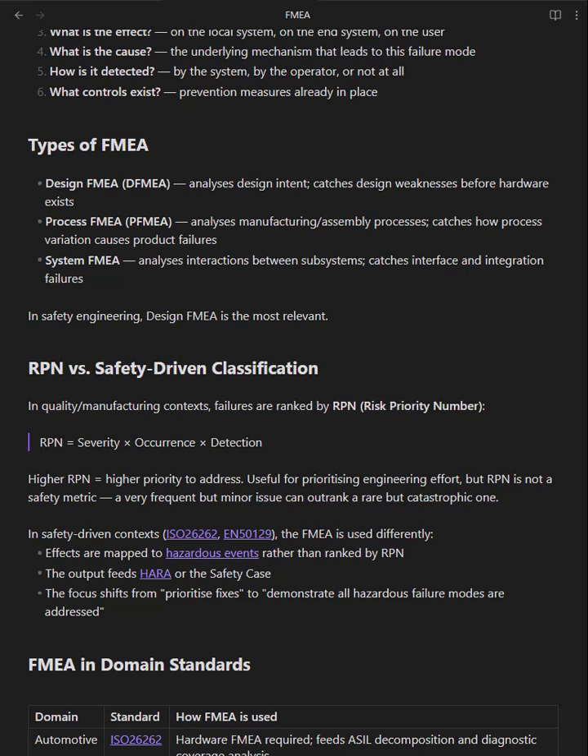And then we use other metrics to classify those hazardous events. For instance, the output of an FMEA from an elementary level would feed into these hazard analysis and risk assessments, or the safety cases if we're talking about railway. And the focus there would shift from prioritizing fixes to demonstrating that all hazardous failure modes are addressed in one way. Actually, they're identified and then addressed with the adequate mitigations.